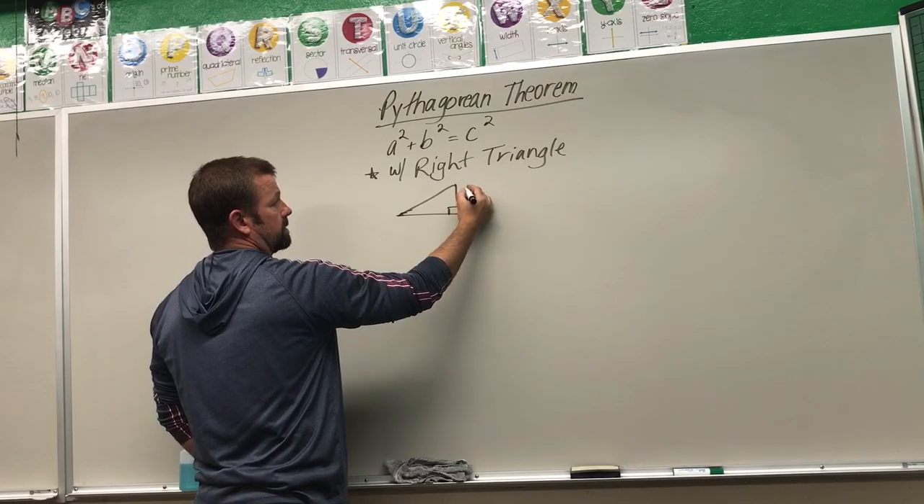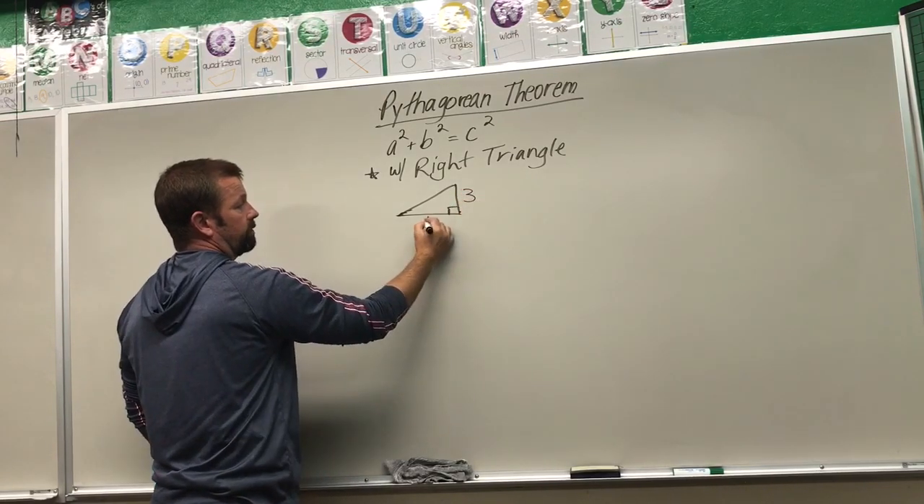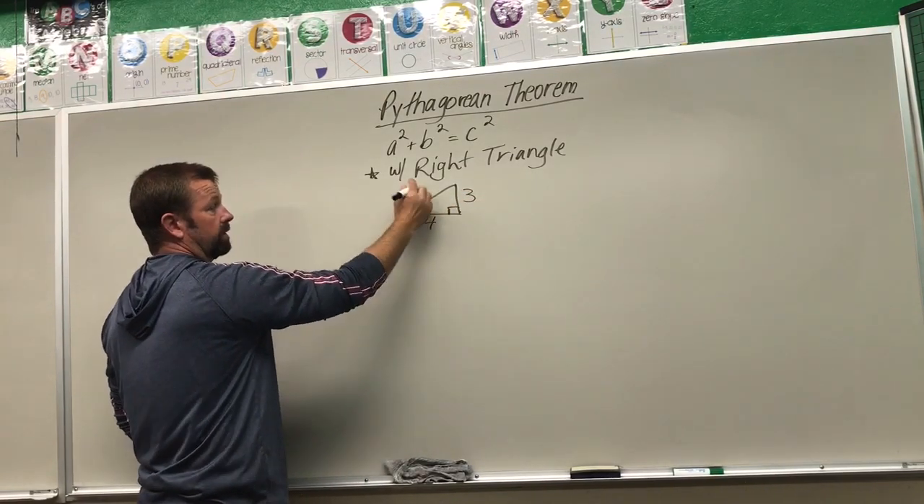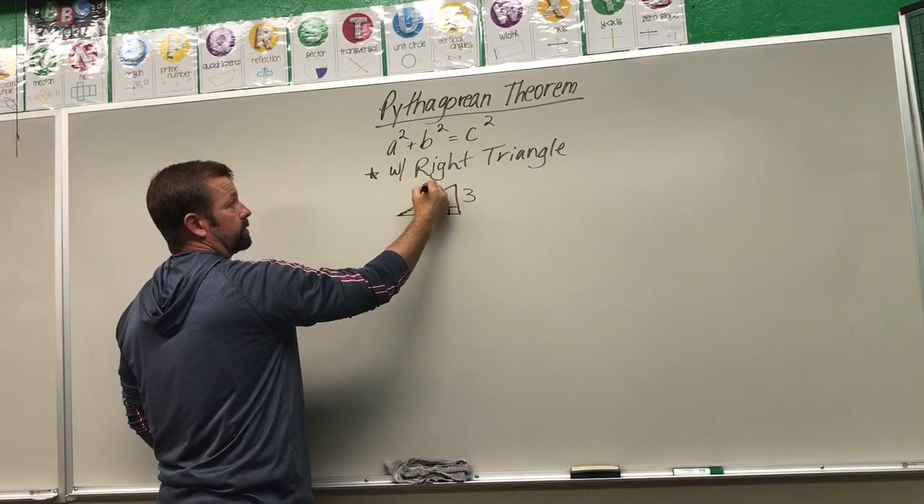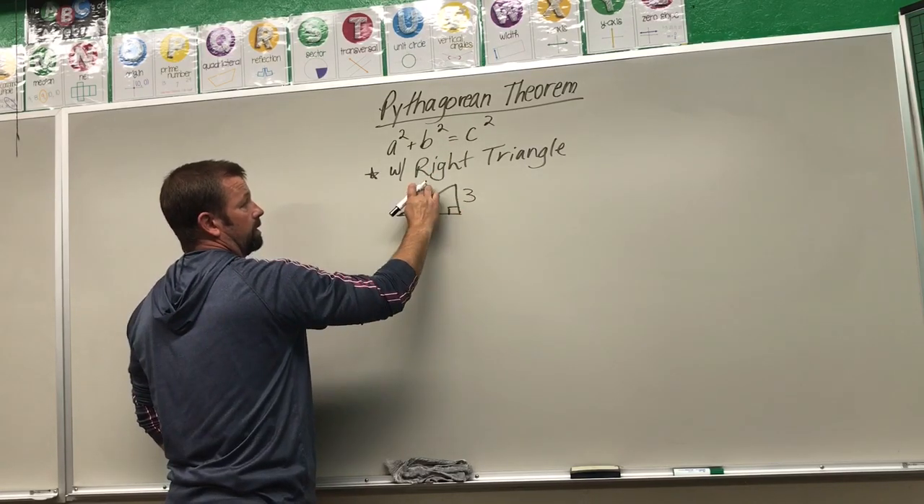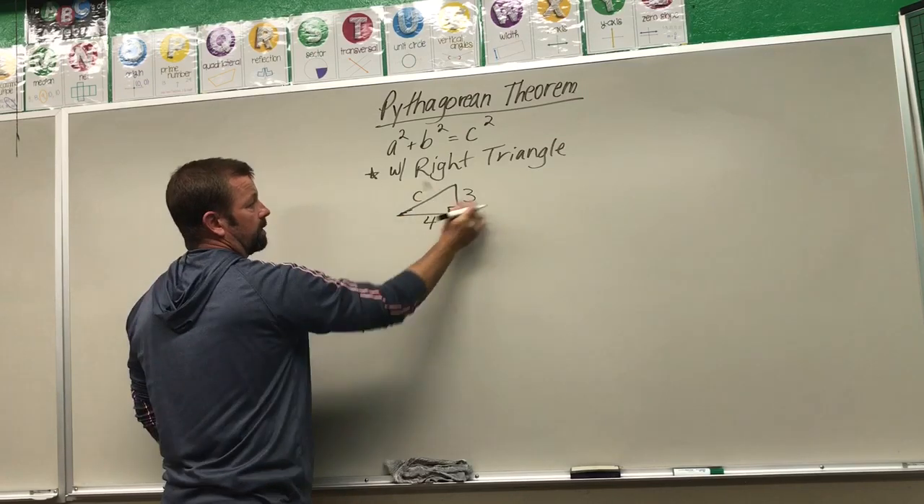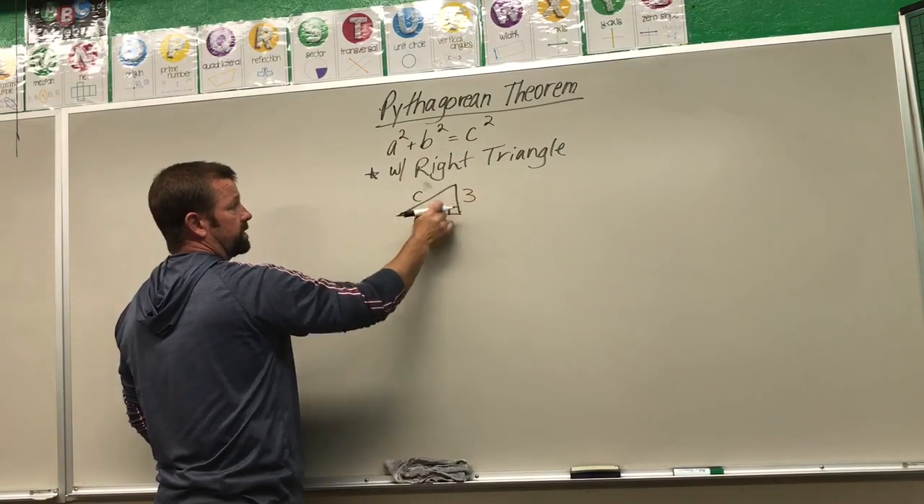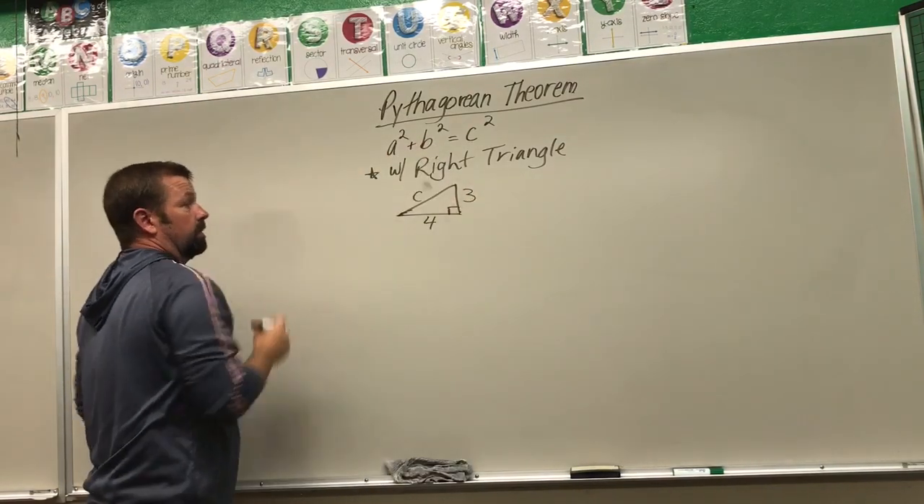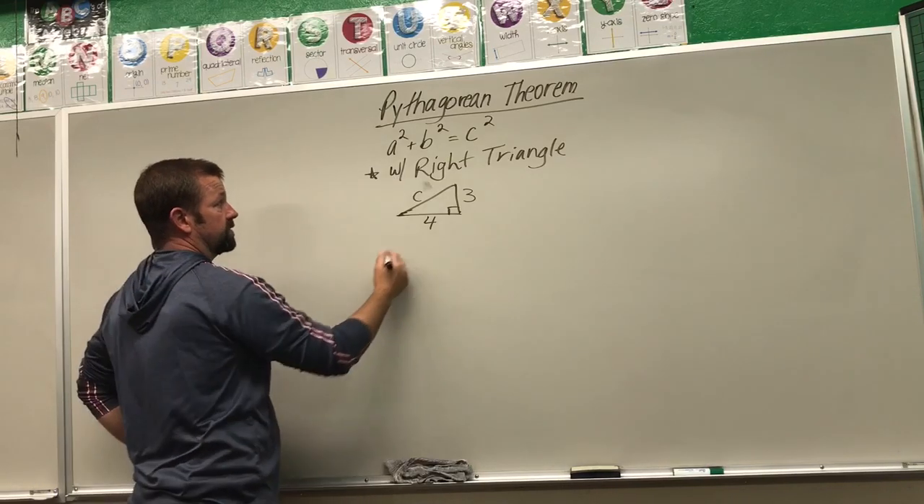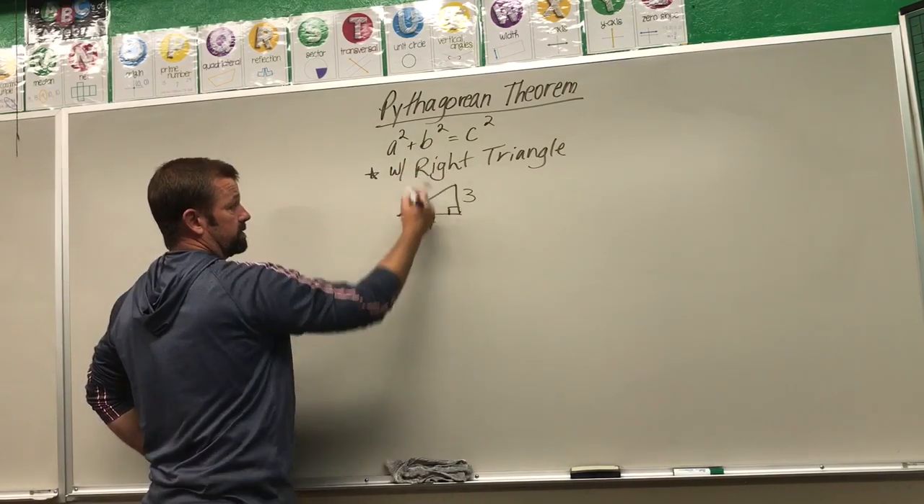I'll just use 3 and 4 as these two legs here, and then our hypotenuse, remember, is C, and then our legs are A and B. It doesn't matter which one is A or B, you pick and choose that. So we're going to use our equation to plug it in.